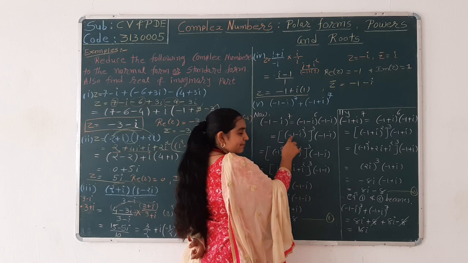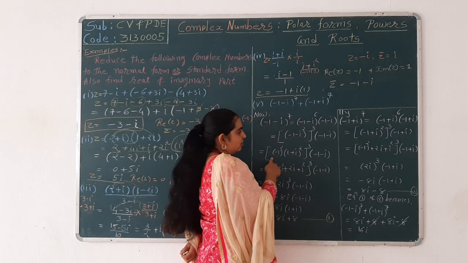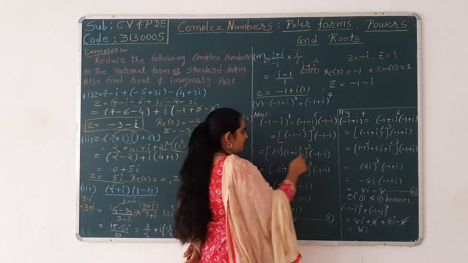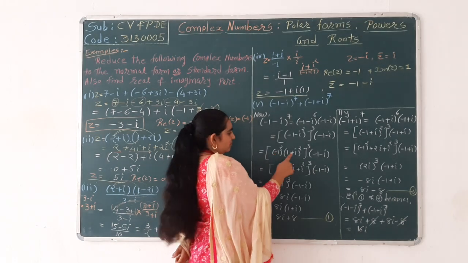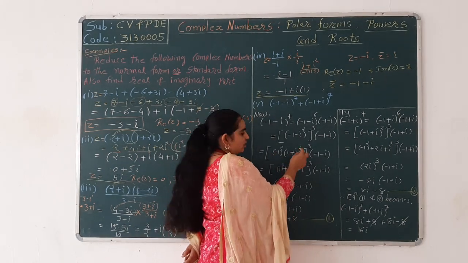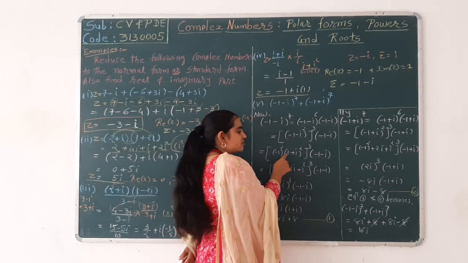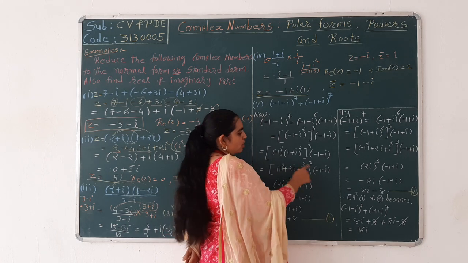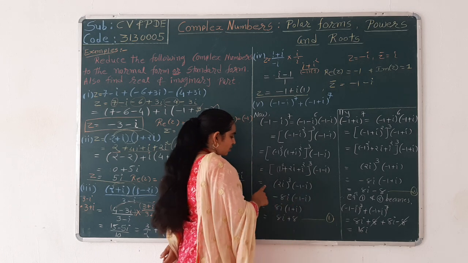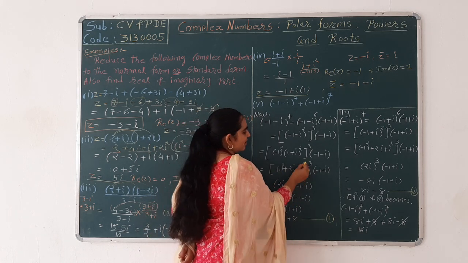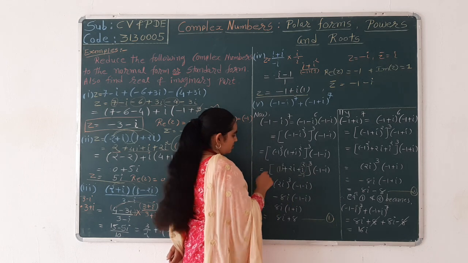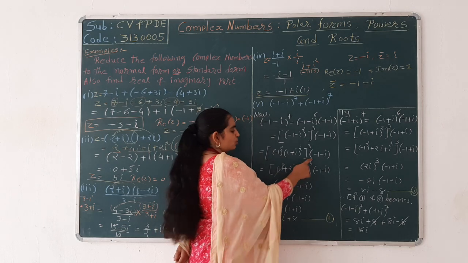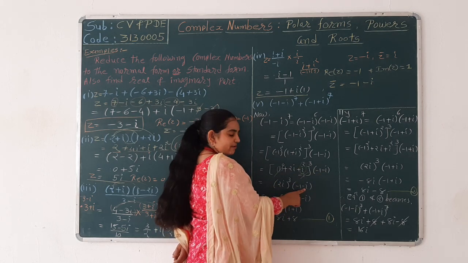Now here minus is common, that means minus 1 square, that means 1 plus I whole square cube into minus 1 minus I. Minus 1 square is 1, that means 1 plus I whole square. We know that a plus b whole square is a square plus 2ab plus b square. Same as a square plus 2ab plus b square whole cube into minus 1 minus I. Now this I square, we know that I square is equal to minus 1. That means this plus 1 minus 1 will be cancelled out. That means only 2i cube into minus 1 minus I.